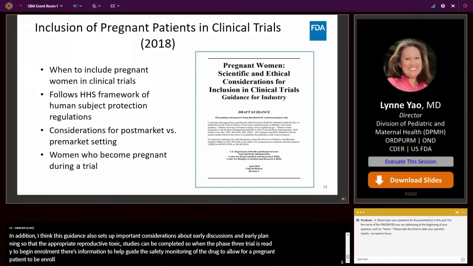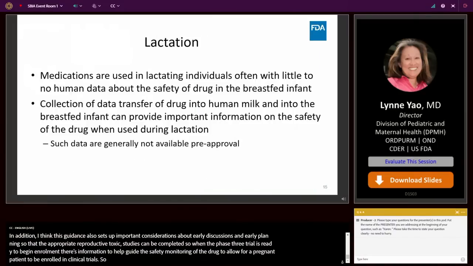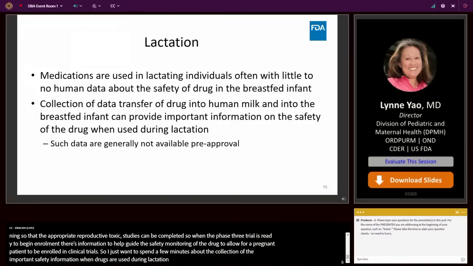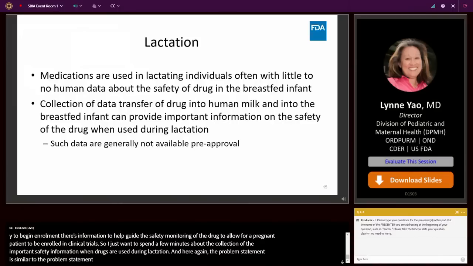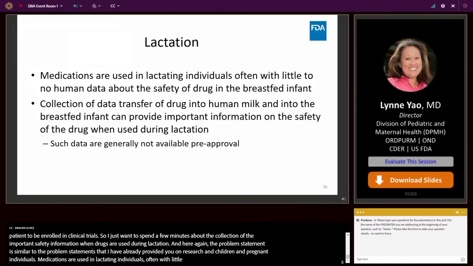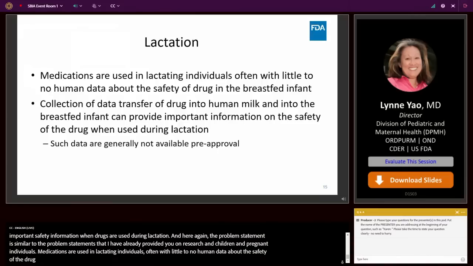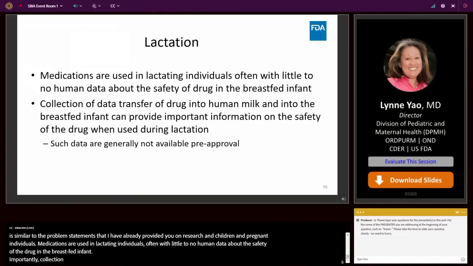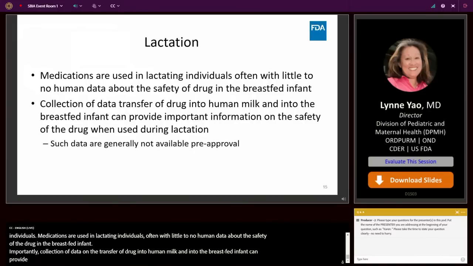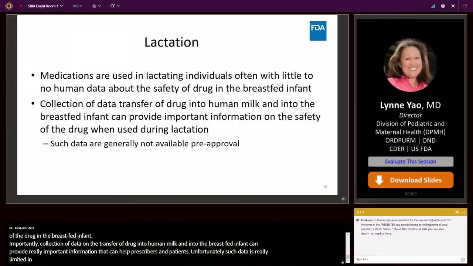So I just want to spend a few minutes on the collection of important safety information when drugs are used during lactation. Here again, the problem statement is similar to the problem statements I've already provided on research in children and pregnant individuals: medications are used in lactating individuals, often with little to no human data about the safety of the drug in the breastfed infant. Importantly, collection of data on the transfer of drug into human milk and into the breastfed infant can provide really important information that can help prescribers and patients. Unfortunately, such data are really limited in availability at this time, and almost never do we have the information before the drug is approved.